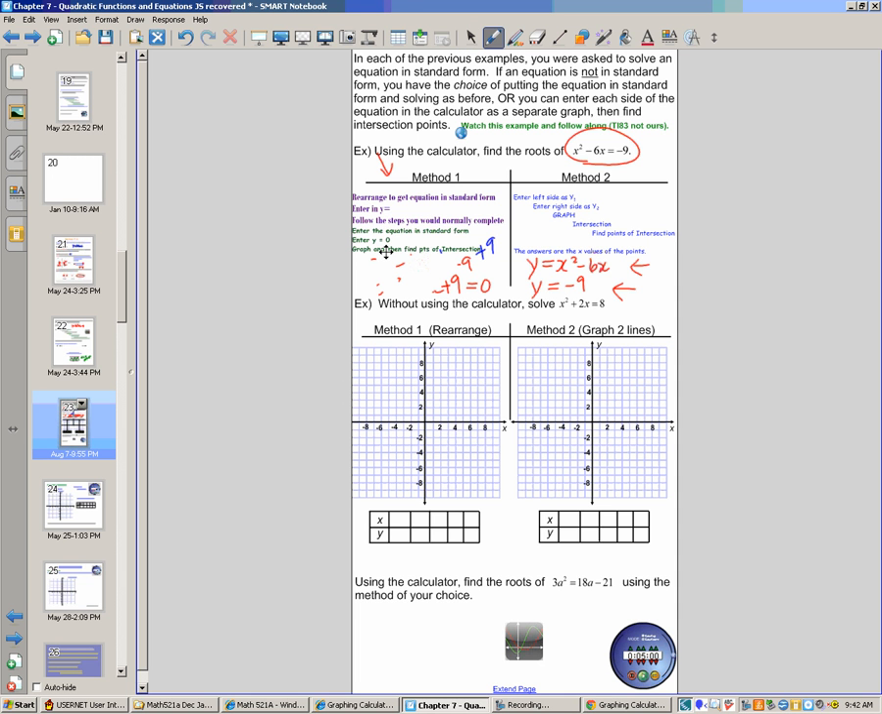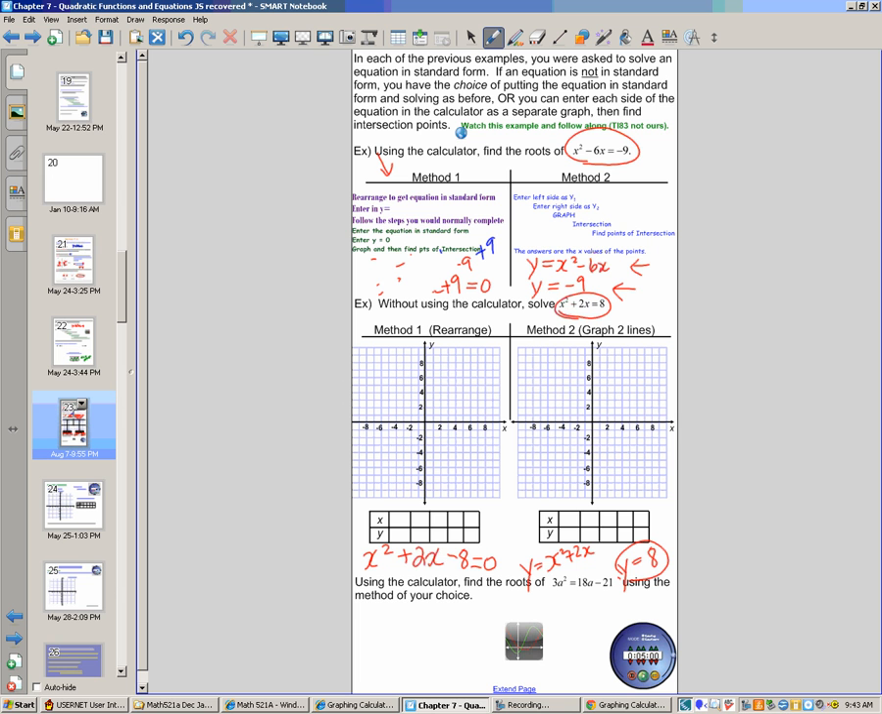We're going to do the same sort of thing for this equation, and hopefully this will work a little bit clearer. So for method 1, we're going to rearrange it. We'd have x squared plus 2x, and we have to subtract 8 from both sides, minus 8 equals 0. In this one, we're going to be graphing two things: y equals x squared plus 2x, and y equals 8. You don't really need a table of values for this one, but you do for the first one.